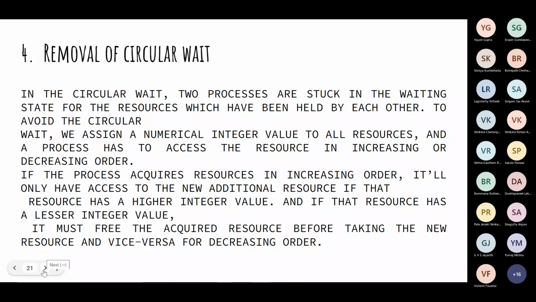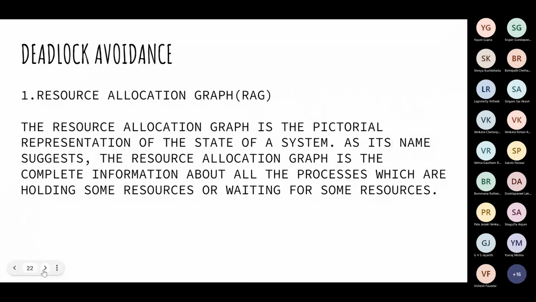Then we have the next method, deadlock avoidance. It has two parts: resource allocation graph and Banker's algorithm. In a resource allocation graph, we have a pictorial representation of the state of the system, like what resources are required by what processes and what processes already have resources. So, Aditi, next slide.